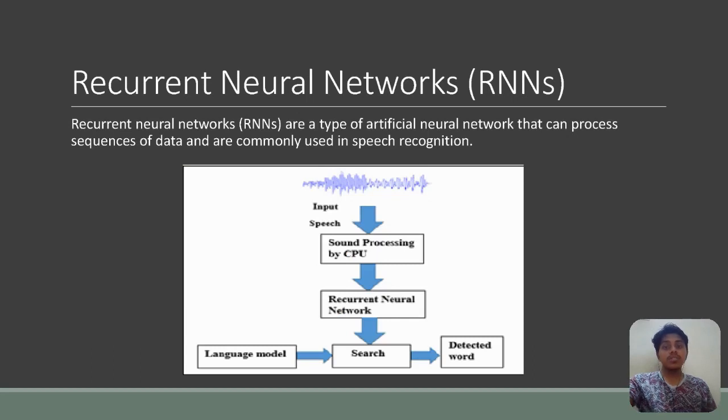Recurrent neural networks. Recurrent neural networks are a type of deep learning model designed to handle sequential data, making them well suited for speech recognition tasks. In contrast to feed forward neural networks, RNNs have recurrent connections that allow them to maintain a memory of previous inputs.